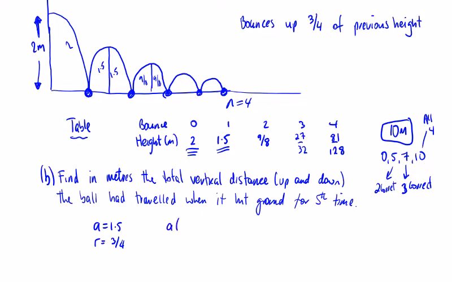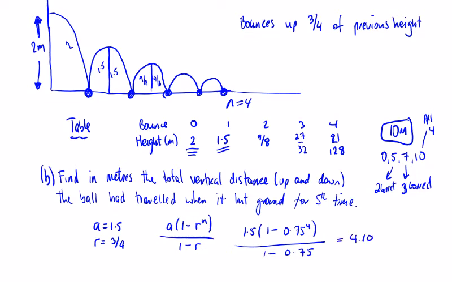So we're going to have a times 1 minus r to the power of n over 1 minus r. That's my geometric series. So 1.5 by 1 minus 0.75 to the power of 4, divided by 1 minus 0.75. If you type this into your calculator, you get 4.101. If we multiply that by 2, we're going to get 8.203.